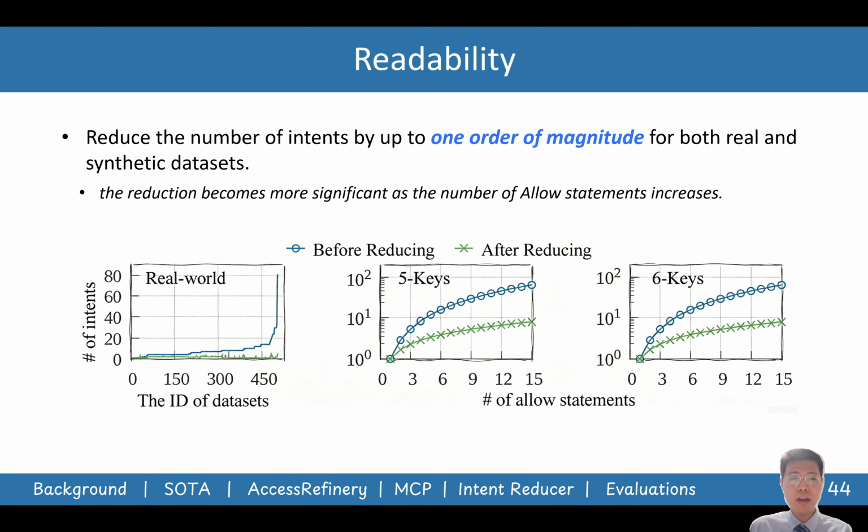For readability, the results show that our intent reducer reduces the number of intents by up to one order of magnitude on both real and synthetic datasets. Moreover, the reduction becomes more significant as the number of allowed statements increases.